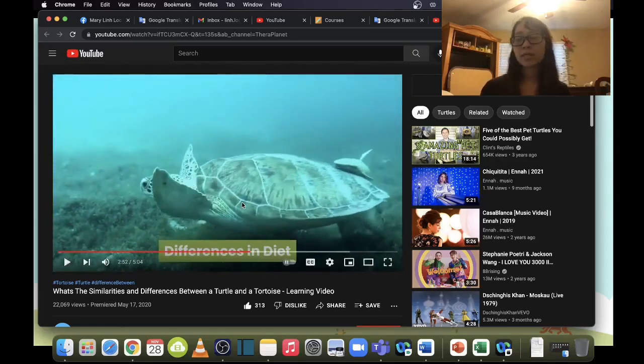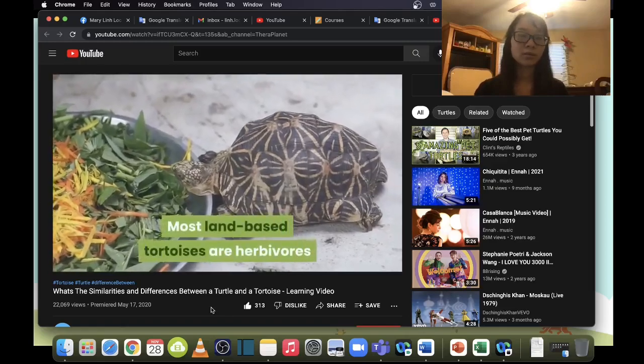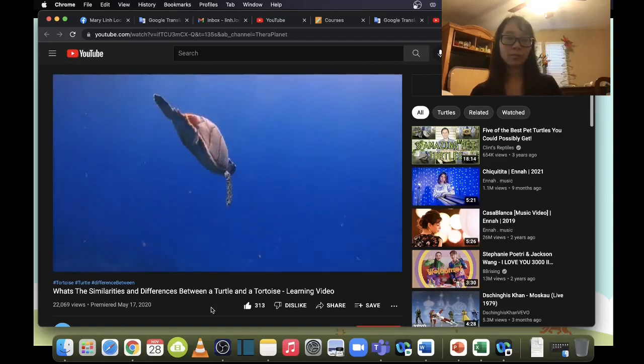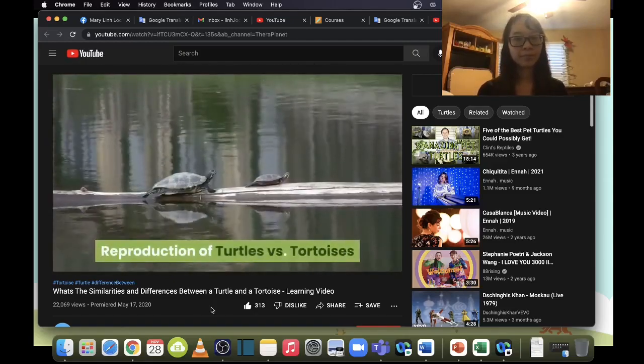Differences in diet. Most land-based tortoises are herbivores, while turtles can be both herbivores and carnivores. Reproduction of turtles versus tortoises.